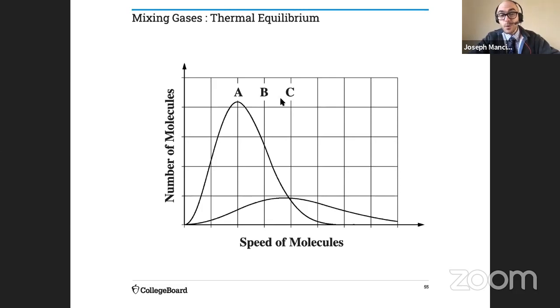Well, I have a lot more molecules going way closer to this speed than at this speed. And those interactions are governed by conservation of momentum. The conservation of momentum is going to tend to slow down the faster particles and speed up the slower particles, but there are just more slower particles. So the average speed of molecules will be a little bit closer to point A than to point C, a little bit to the left of point B.